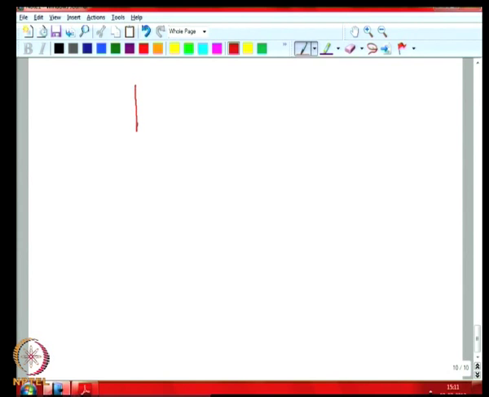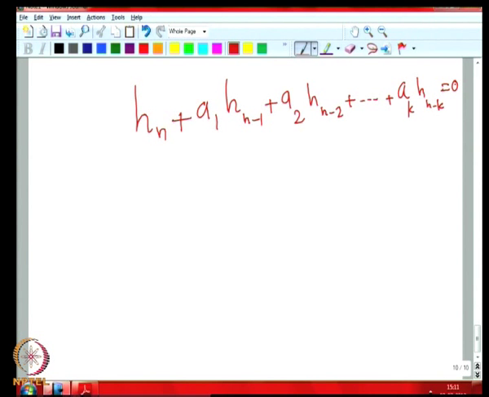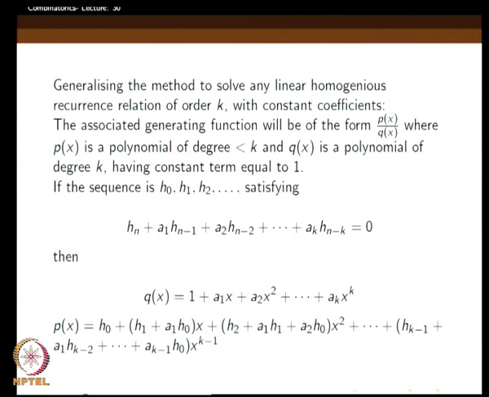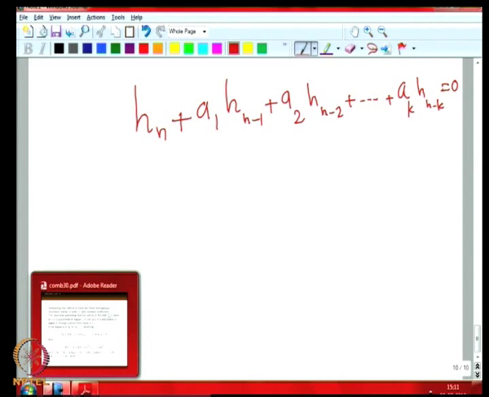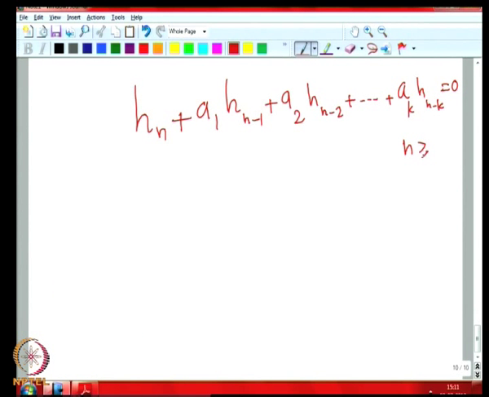So, let us say this is the recurrence relation: hn plus a1 times hn minus 1 plus a2 times hn minus 2 plus ak times hn minus k equal to 0. This is our recurrence relation, a kth order recurrence relation. Now, this will be true for n greater than or equal to k.